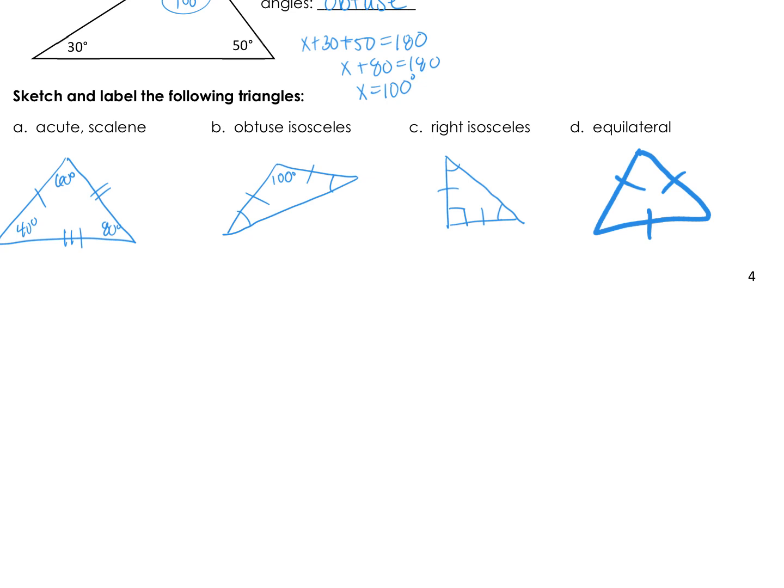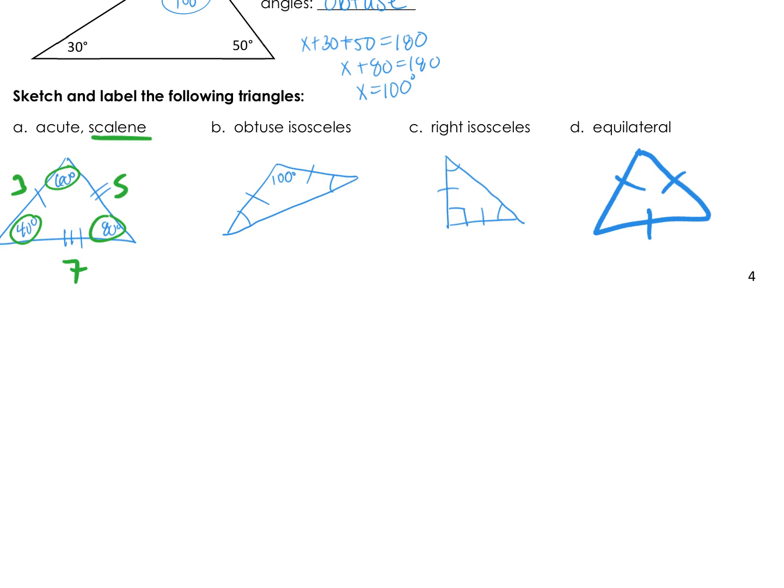So acute scalene, I needed to show that I knew all three angles were acute, so I just made up some angle measures that work. Right, they add to 180 and they're all acute. And then scalene, all of my sides needed to be different, so I used tick marks to show that. You could have shown it with measures. It doesn't matter as long as you somehow showed that all of those are different.